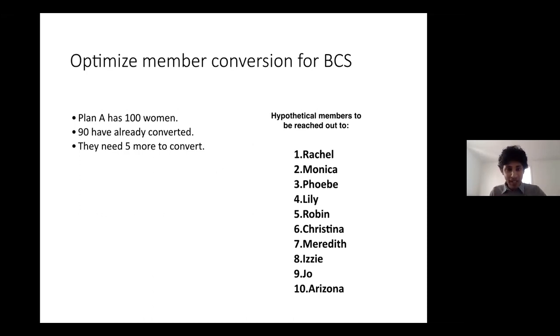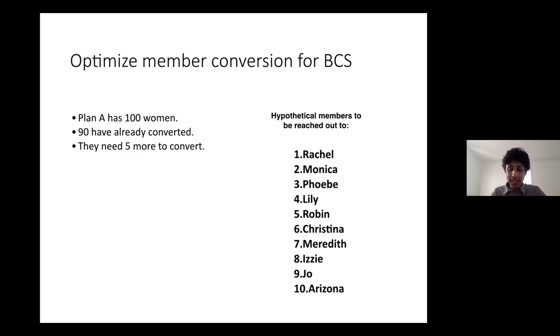So let's kind of place this example. So we have a plan A, a health plan that has 100 women, hypothetically. Let's say 90 have already converted for breast cancer screening, and they need 5 more to convert. And let's kind of create this hypothetical list of people, members, and their names. Funnily, they're all from sitcoms, but you know, let's leave it at that. So we have, our health plan needs 5 of these members to convert for breast cancer screening.